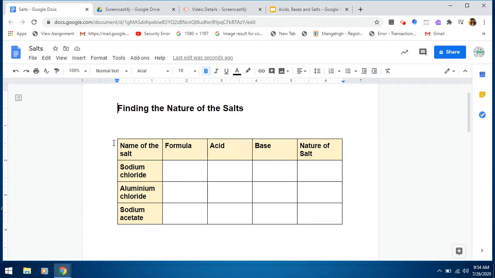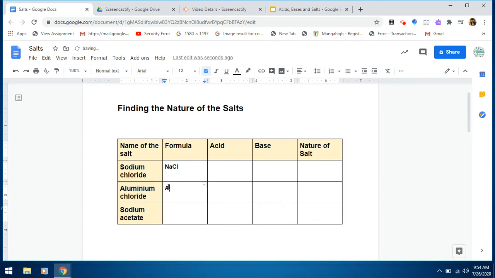We will make a table. In this table, we are going to write the name of the salt as is written here. Then we are going to write the formula of the salts. So let us quickly write the formula of salts, which we have already learned how to derive with the help of the crisscross method. Sodium chloride is NaCl.